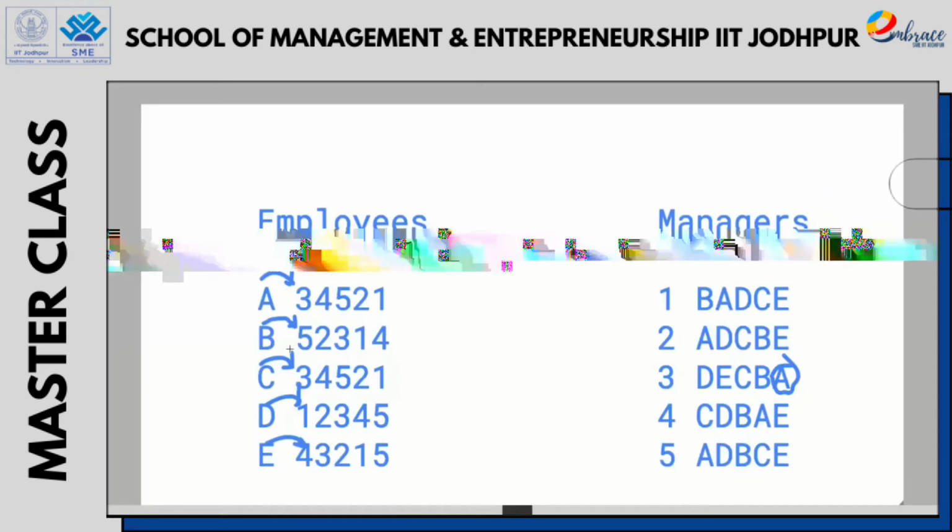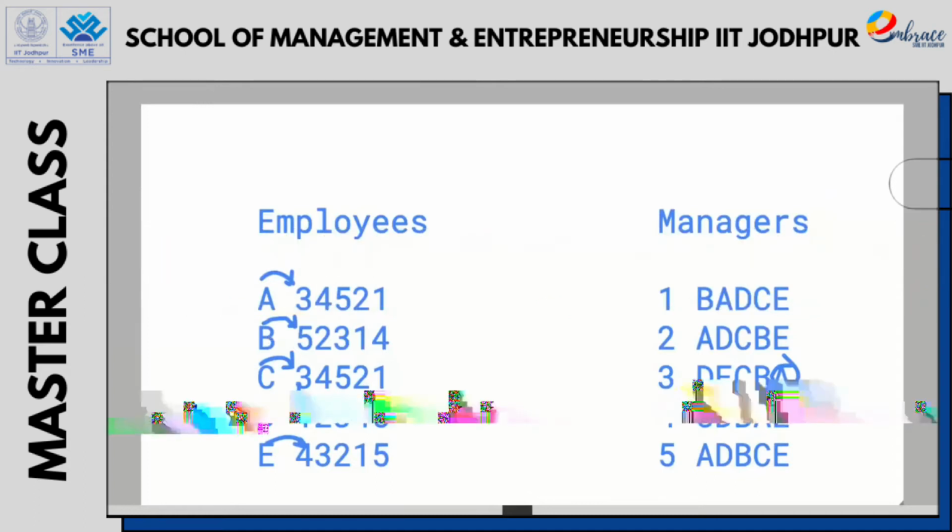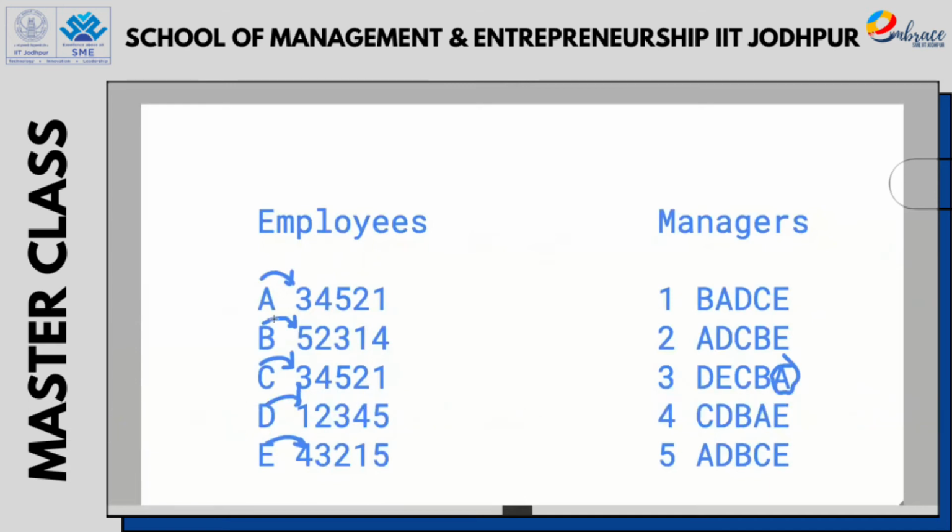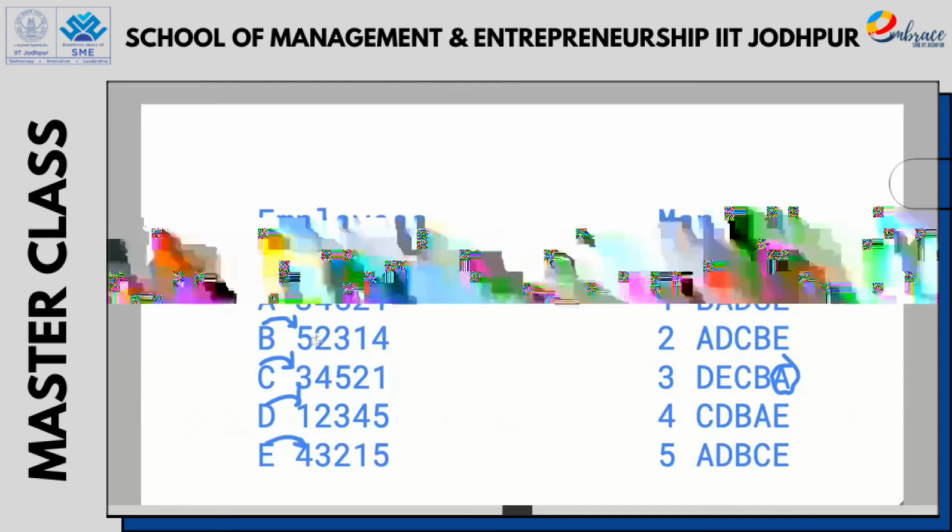So then we move to the second employee, right? So this is done. Manager 3 has accepted employee A as a member of the team. Then we move to the second employee, which is B. Now employee B says that he wants to work with manager 5.